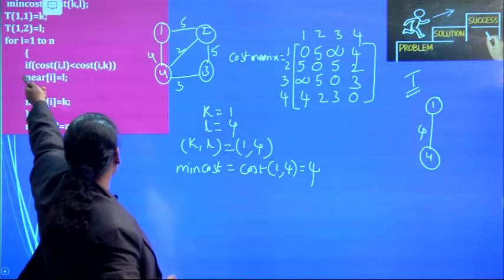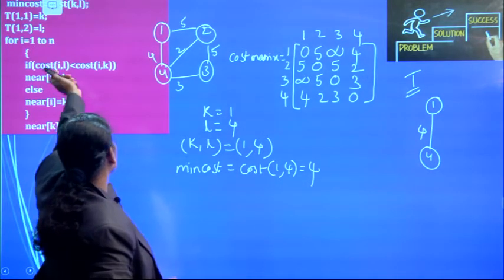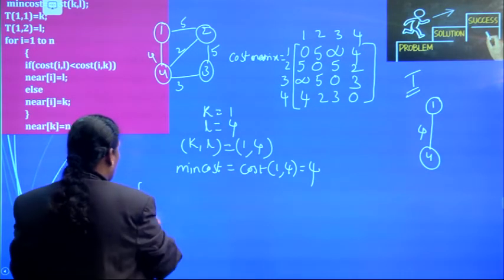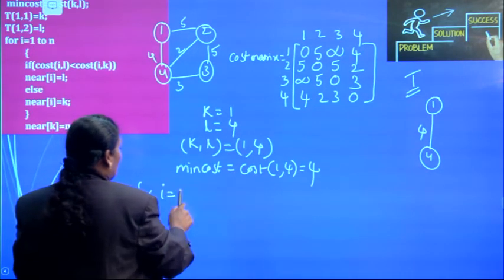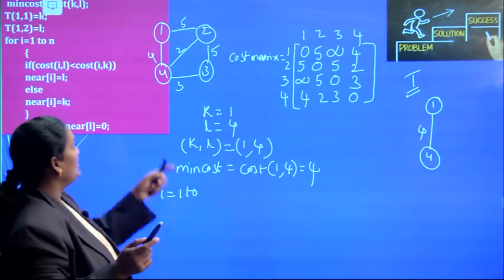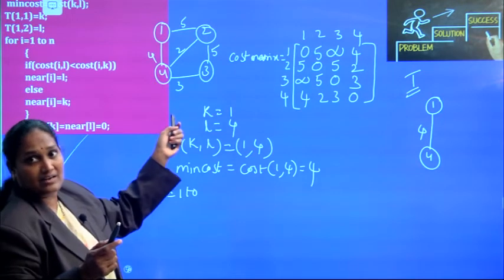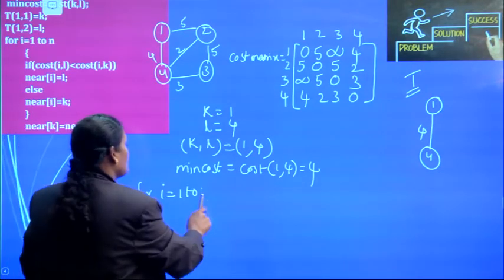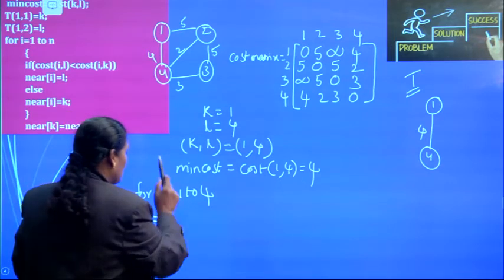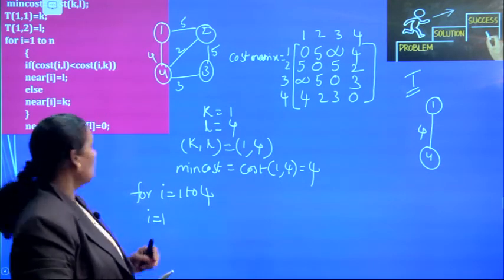Next I am going to find the near values. For I is equal to 1 to n, where n is the number of vertices. How many vertices are there in the graph? 4 vertices are there, so n value is 4. Let us see, for I is equal to 1.